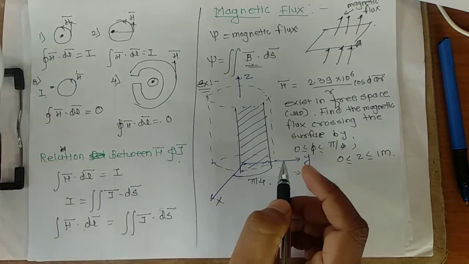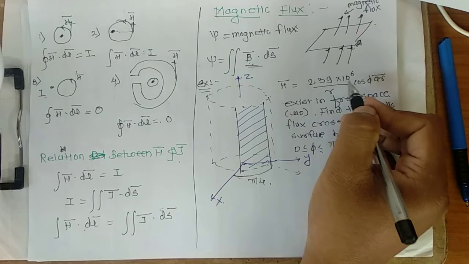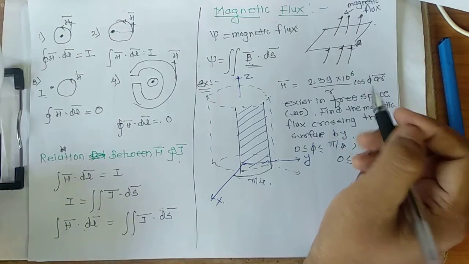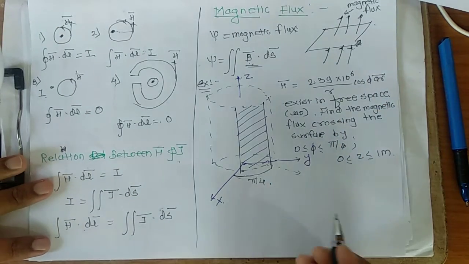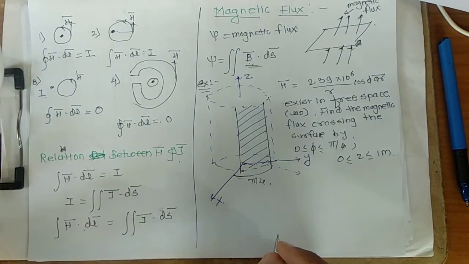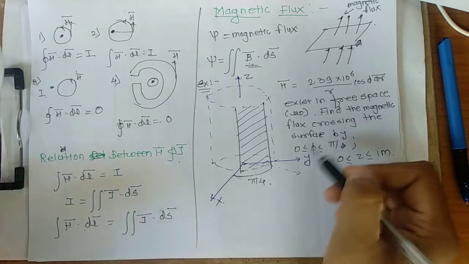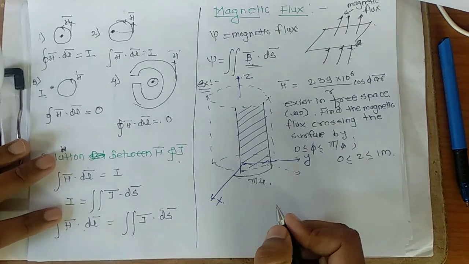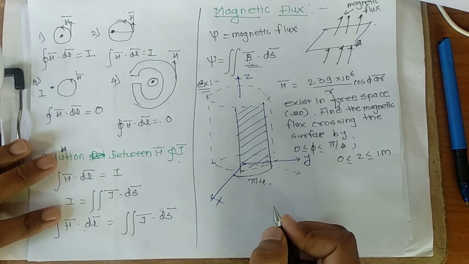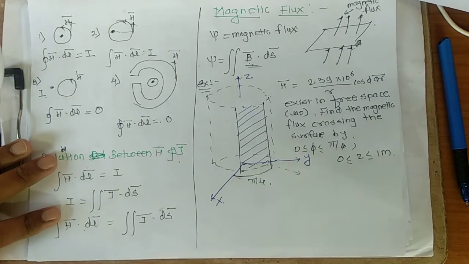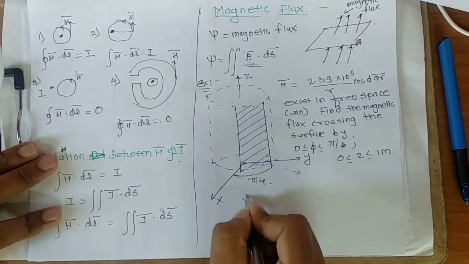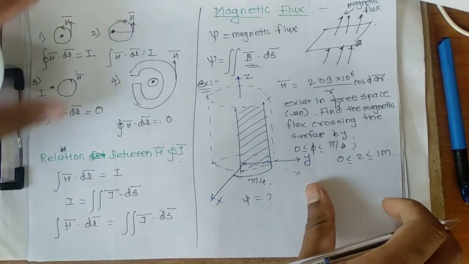So you can imagine from that which coordinate system it is. R, phi, z means it is the cylindrical coordinate system. So they have already given that. Now we have to find the magnetic flux crossing through that surface. So magnetic flux means psi, we have to find out psi.